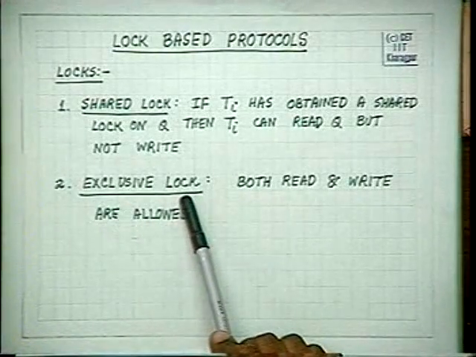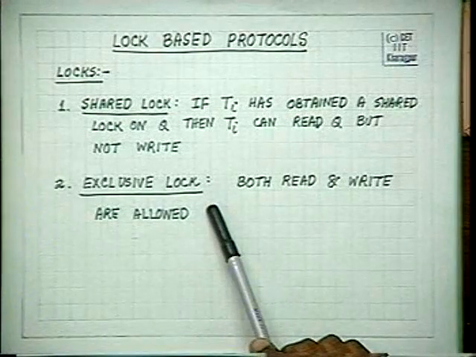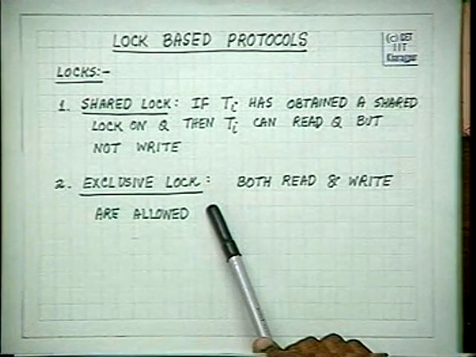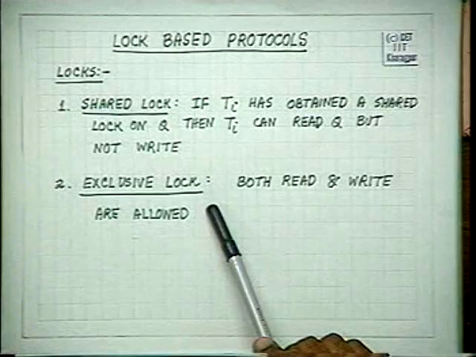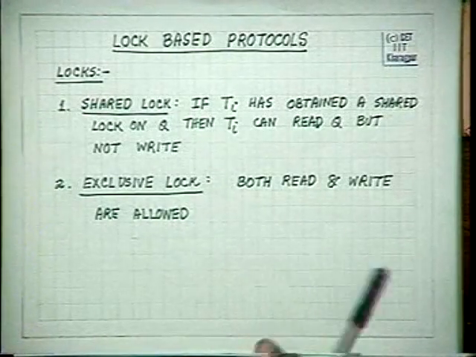The other is the exclusive lock. Here, if a transaction Ti acquires an exclusive lock on a data item Q, then you can both read and write on that data item.